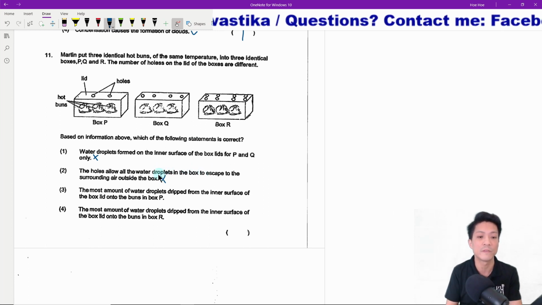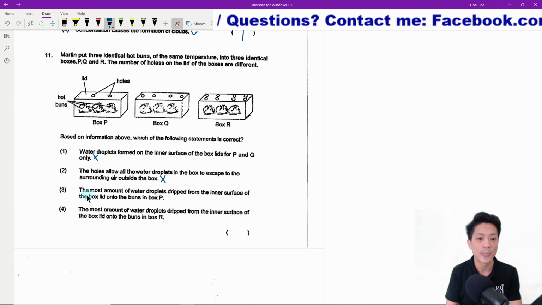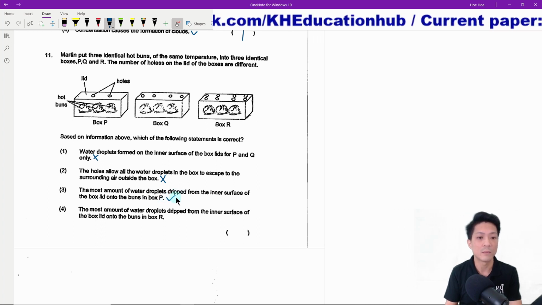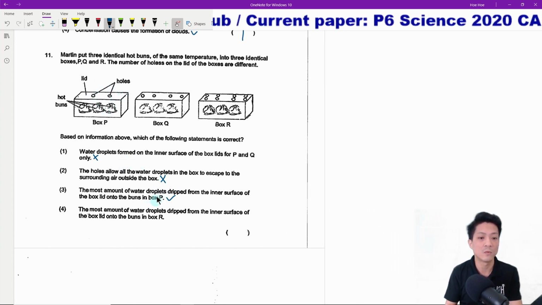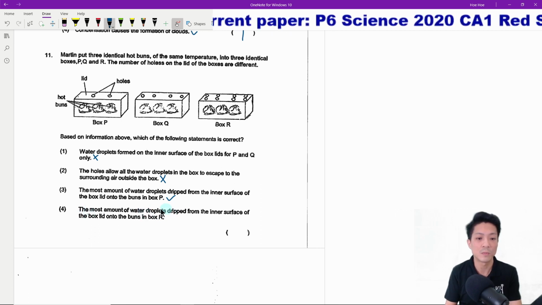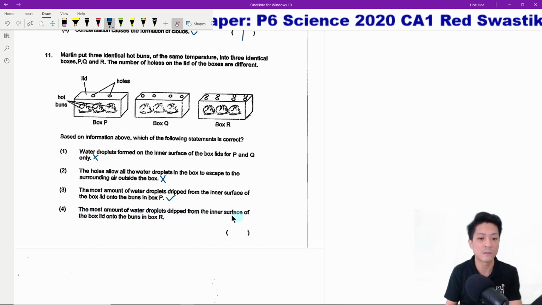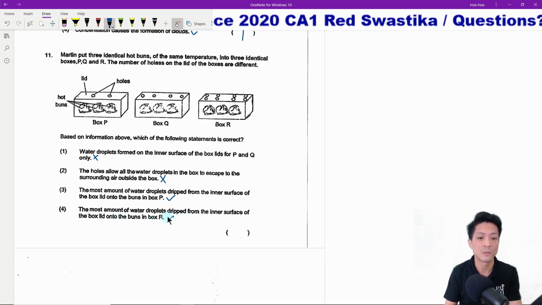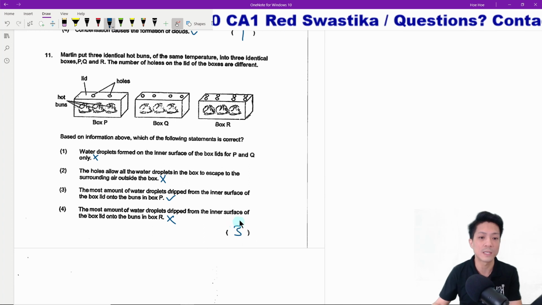No, they allow the water vapor, not the water droplets. The most amount of water droplets dripped from the inner surface of the box lid onto the buns in box P. Probably, because box P has got the least amount of holes, so the least amount of water vapor will escape and more water droplets will form. The most amount of water droplets dripped from the inner surface of the box lid onto the buns in box R. No. So option 3 should be the answer.